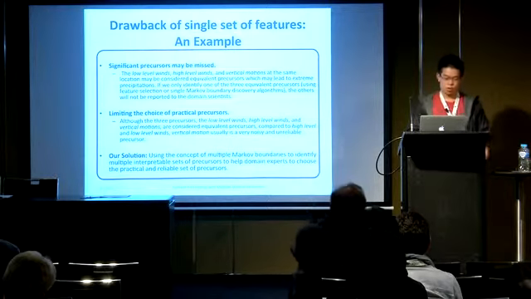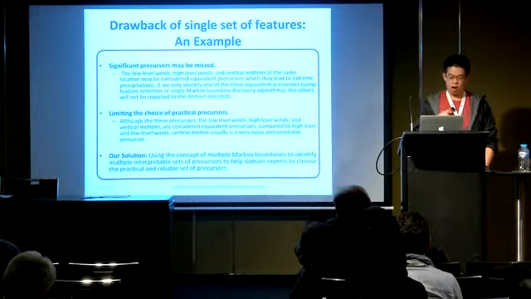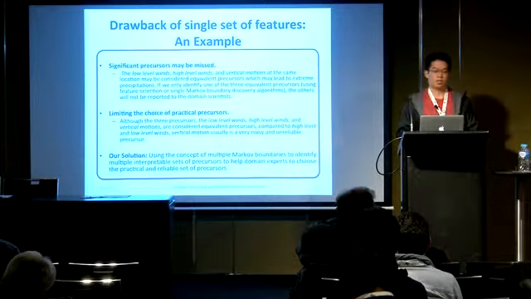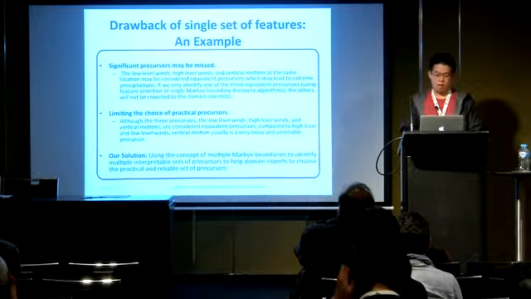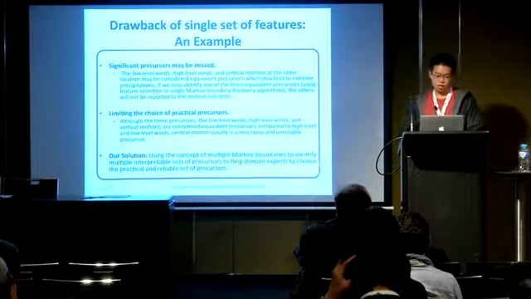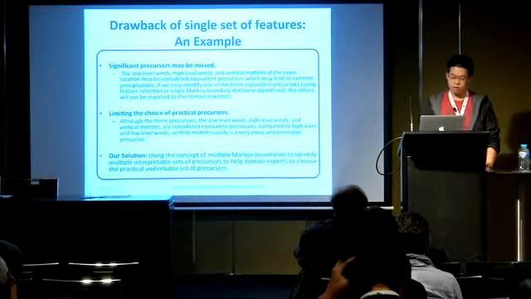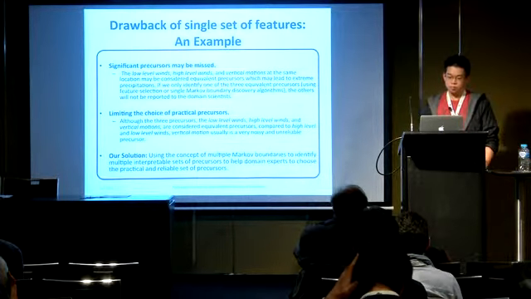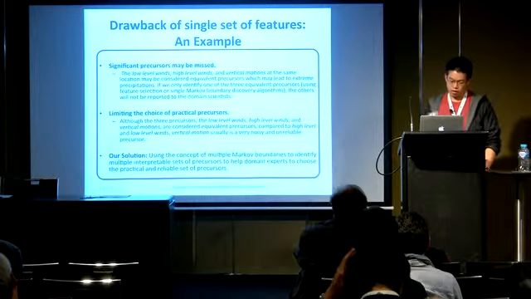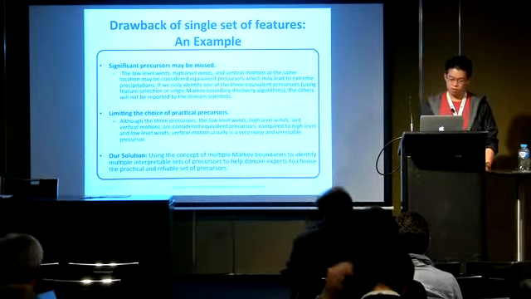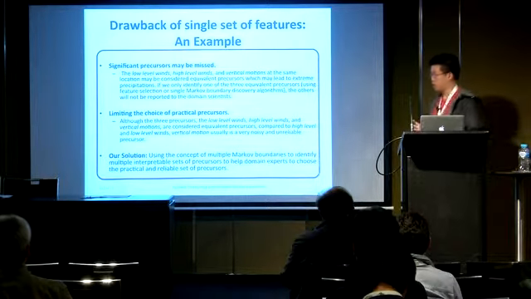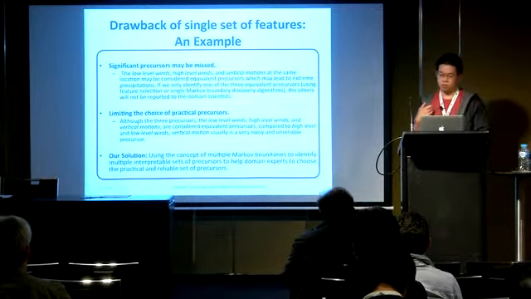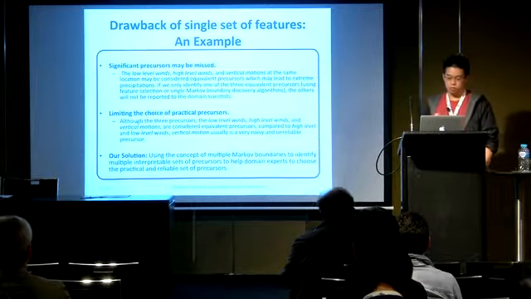The second bullet shows that current methods for feature selection might limit the choice of practical precursors. Although three precursors are identified here, the low-level winds, high-level winds, and vertical motions, compared to high-level and low-level winds, vertical motion is usually a very noisy and unreliable precursor. So there should be a way to weight this one feature differently because of that.